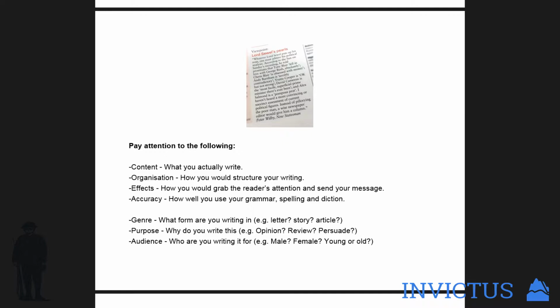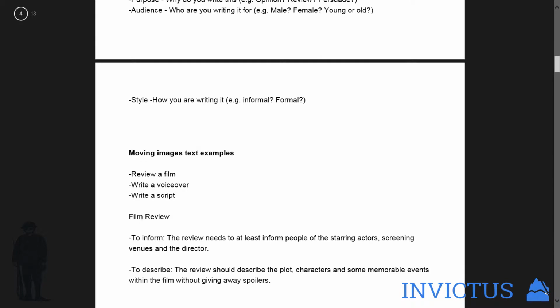Style, how are you writing it? Are you writing it in an informal tone or a formal tone, casual, chatty, whatever? So, of course, you wouldn't be writing a letter to a company with a very casual, "Hey, what's up?" that kind of tone. So, moving on to moving images.